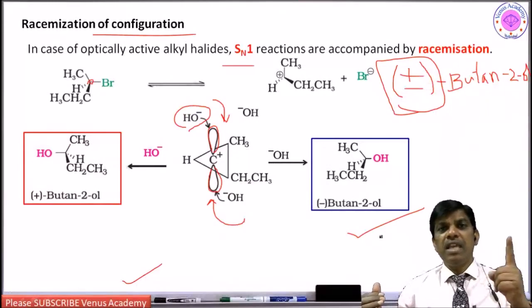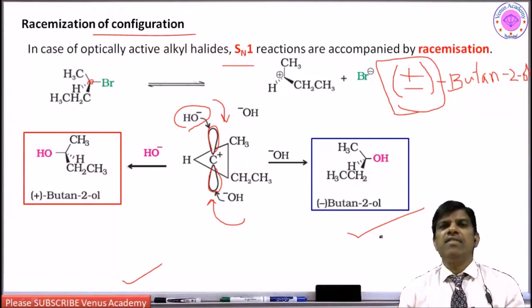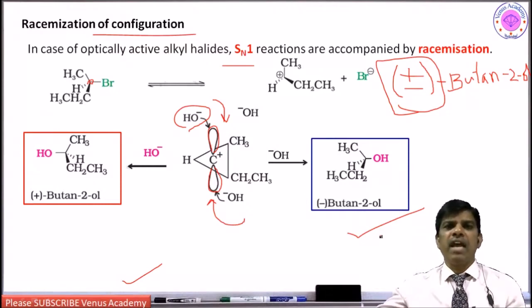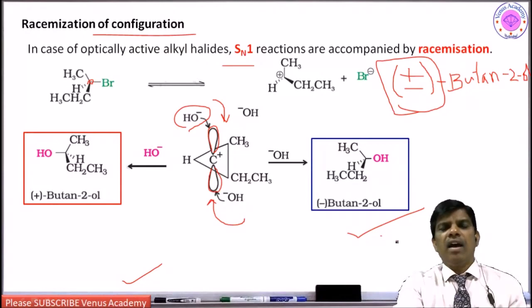So SN2 is one step. Please remember, SN2 is one step or concerted reaction. SN1 is a two-step mechanism, unimolecular but two-step, where the incoming nucleophile comes later after the formation of the carbocation. Yes students, this is how haloalkanes undergo nucleophilic substitution reactions.